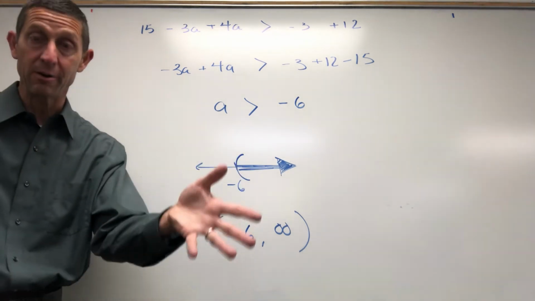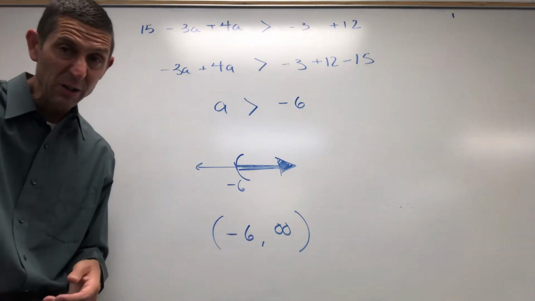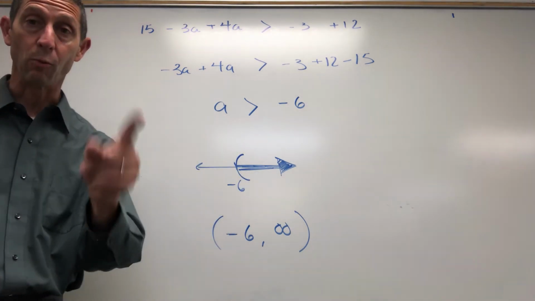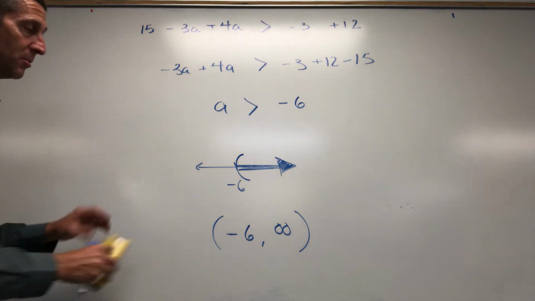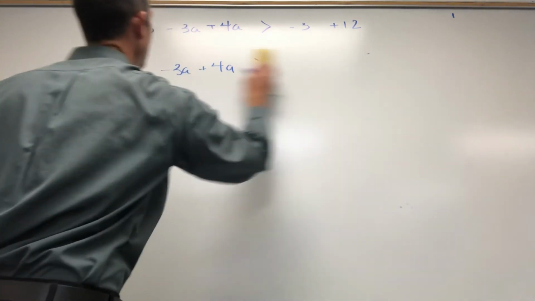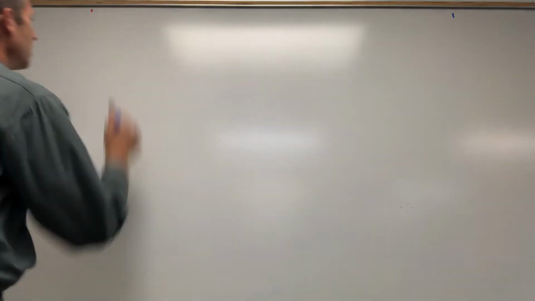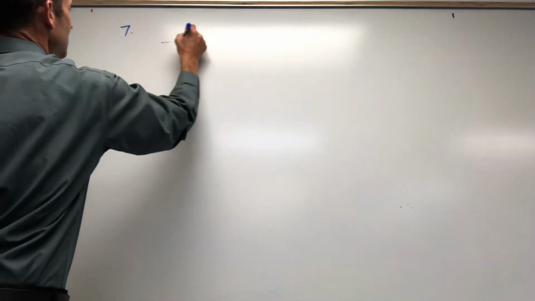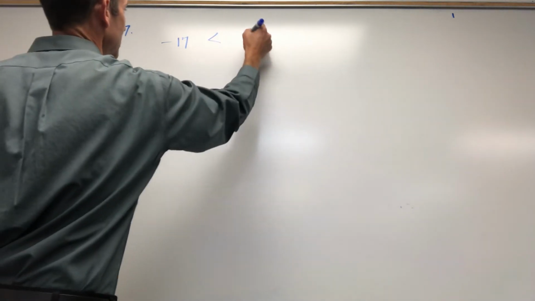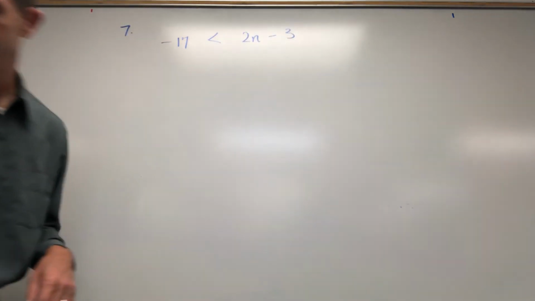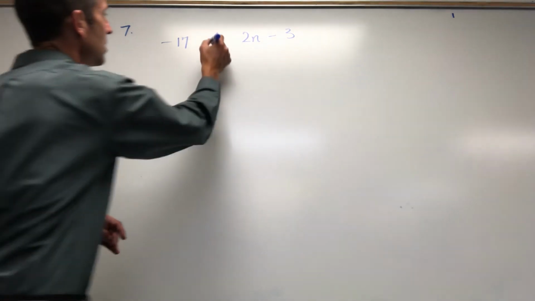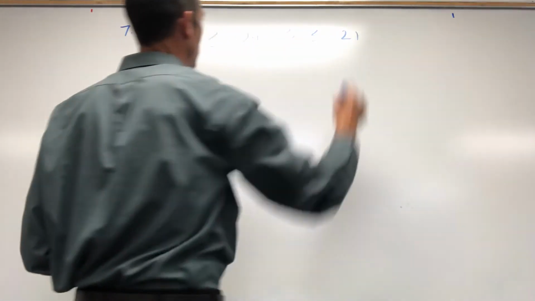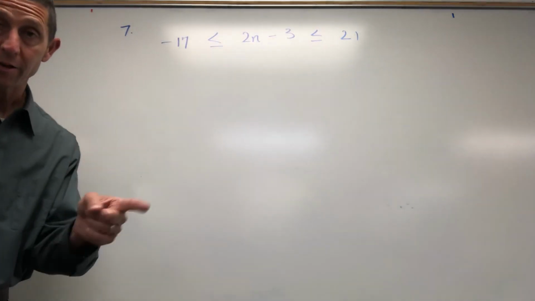All right, that'll be the hardest one on the whole assignment. Maybe the hardest one of your whole life. Let's do one more example that's a different type of problem, but still doing inequalities. All right, last one. Negative 17 less than or equal to 2n minus 3, less than or equal to 21. Okay, you're going to like this.